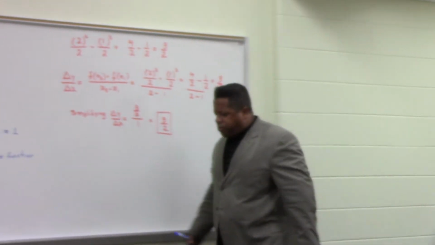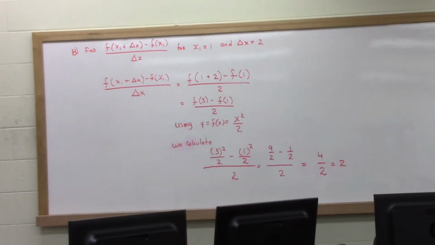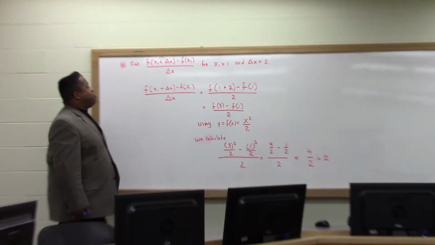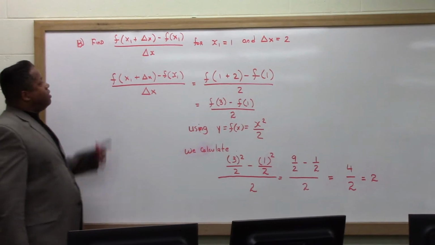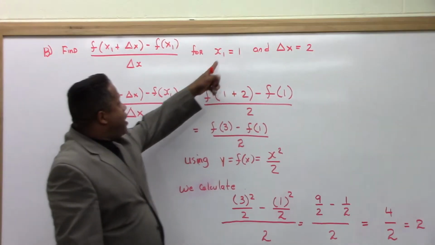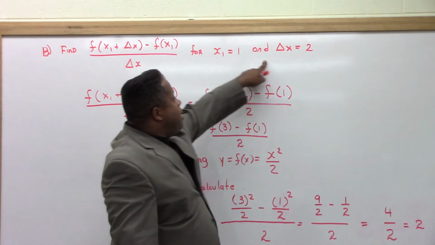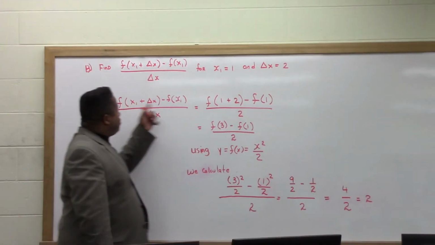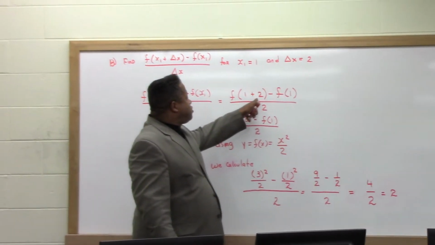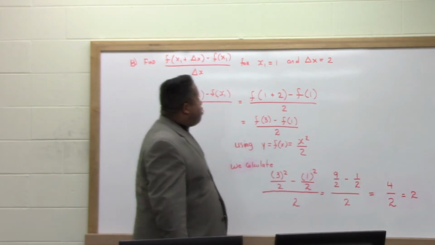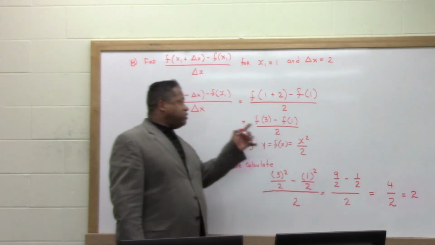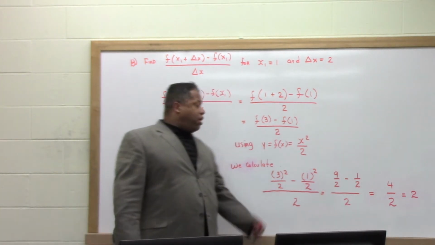So let's look at another problem real quick. So for f(x1 plus delta x) minus f(x1) divided by delta x, here we've got x1 is equal to 1, and delta x is equal to 2. So we're going to plug these values in where they belong. So 1 plus 2, f(1 plus 2) minus f(1) divided by 2, which gives you f(3) minus f(1) divided by 2.